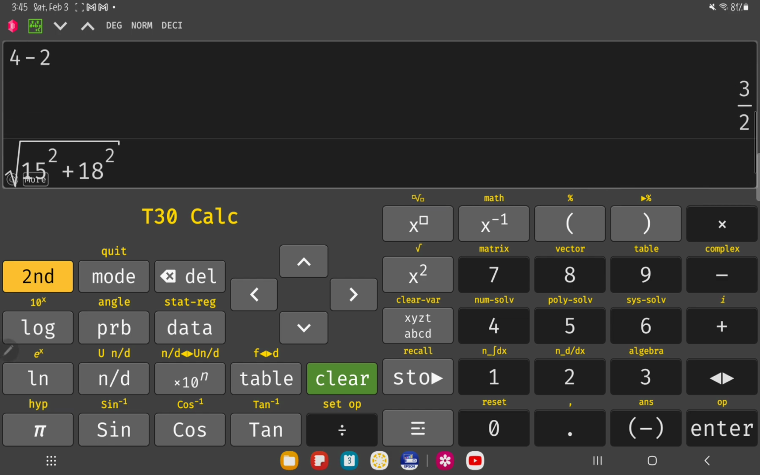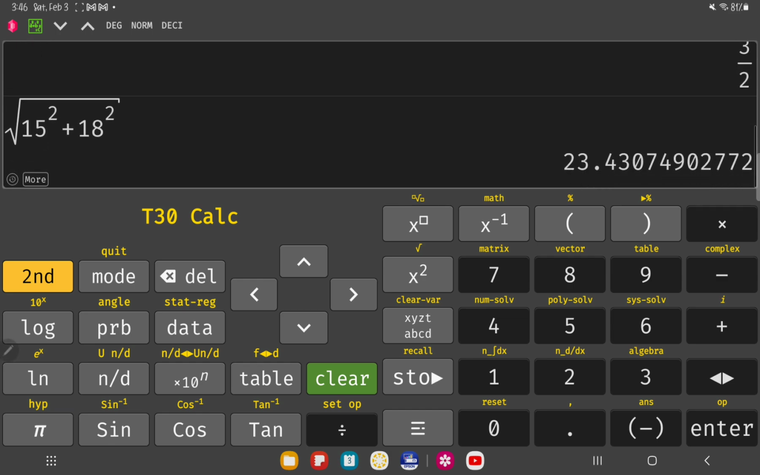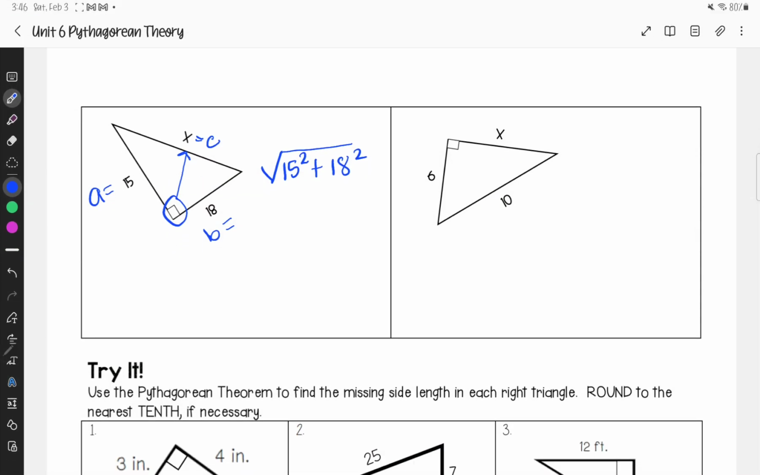And yours probably came out on your calculator, maybe as radical 549. I'm not sure which way, but then what we're going to do is round it to 23.4 and box it off. That means that this side was 23.4. So this should be my longest side. It's longer than this, it's longer than this. So that looks good.